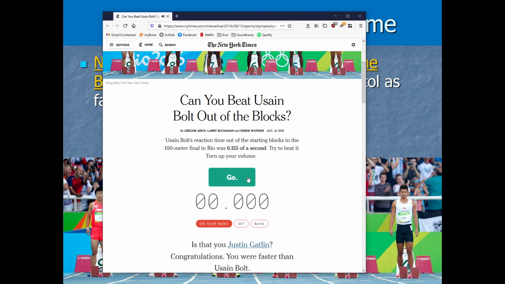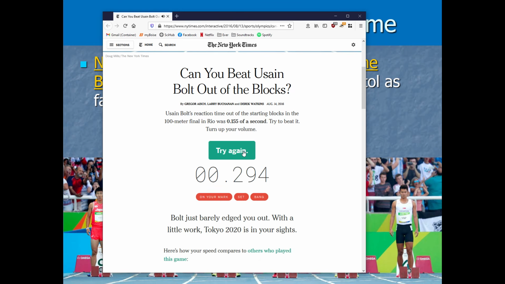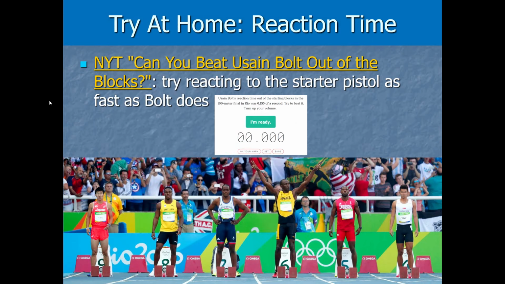On your marks. Set. Oh, look at that. I did beat Bolt, and this is after the starter pistol went off that I clicked it, but they're going to say I false started. My reaction time was too fast to be humanly possible, so that would get me disqualified. Like, basically, I was so ready to press the button, I pressed it before my brain had actually processed that sound. On your marks. Set. And there we go. I was a little slower than Usain Bolt. You get the idea. So that's measuring reaction time as an example of something we might measure in a cognitive psych study.